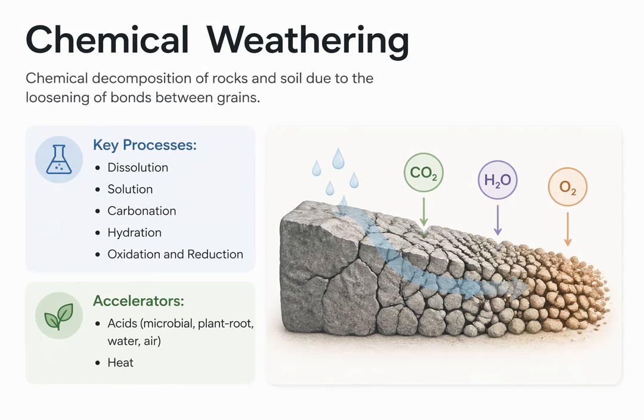Now, let us transition from physical breakdown to chemical weathering. This involves the actual chemical decomposition of the rock, altering its mineral structure and loosening the bonds between grains. The major processes include dissolution, carbonation, hydration, and oxidation. These chemical reactions do not happen in isolation. They are significantly accelerated by the presence of water, heat, and acids produced by plants, microbes, and the atmosphere.